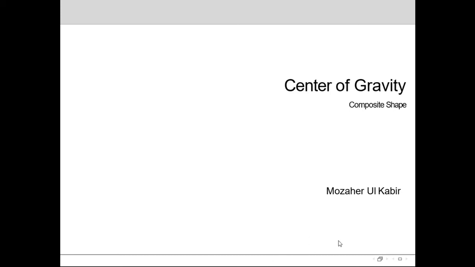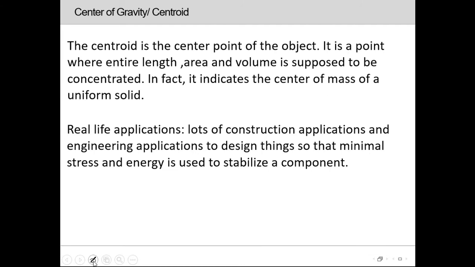Center of gravity or centroid is our today's topic. So what is center of gravity or centroid? Basically, centroid is the center point of an object.